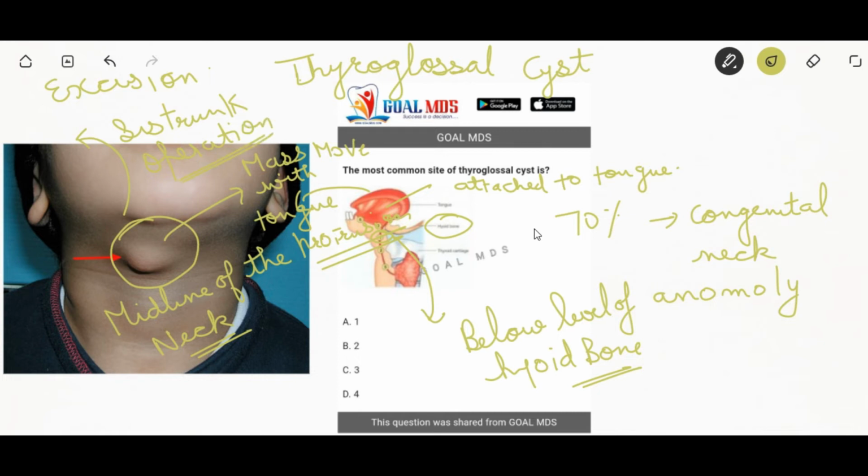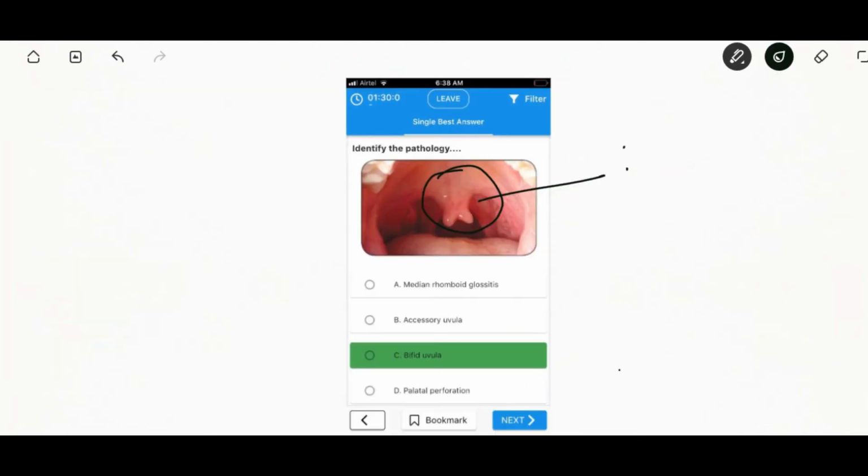So it is important that the cyst and attached tract are all completely removed. If some portion is left behind, there are chances that the cyst will recur. And the tissue that is removed will be sent to the pathology lab to confirm your diagnosis.